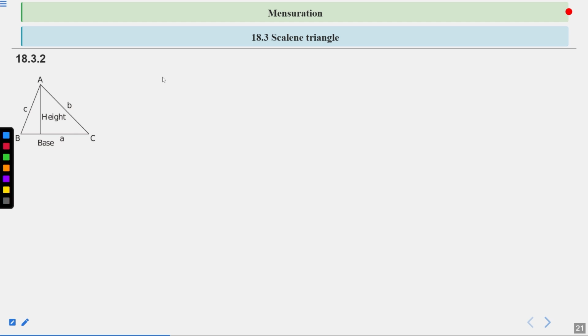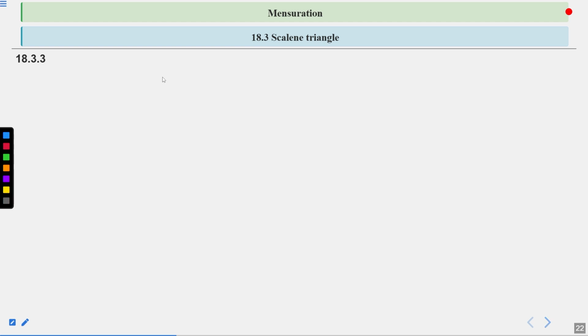So this is the diagram. The area can also be calculated by using Heron's formula, which is the square root of s into (s minus a) into (s minus b) into (s minus c), where s represents the semi-perimeter, and we can calculate s by the sum of all the sides divided by 2. So we can calculate the area of the scalene triangle.